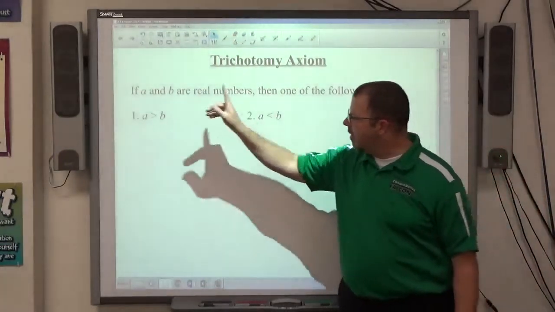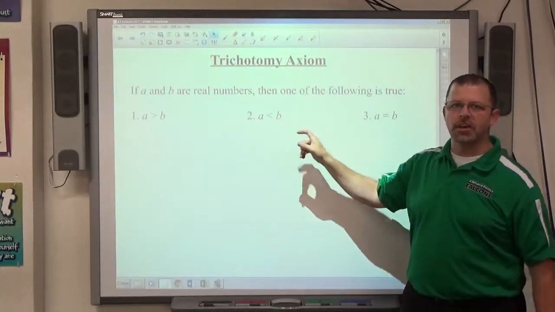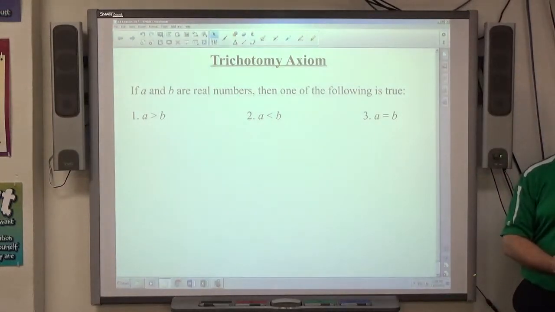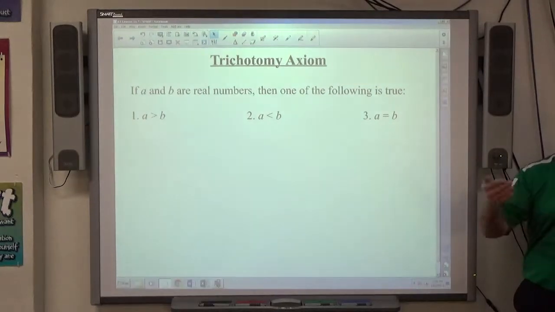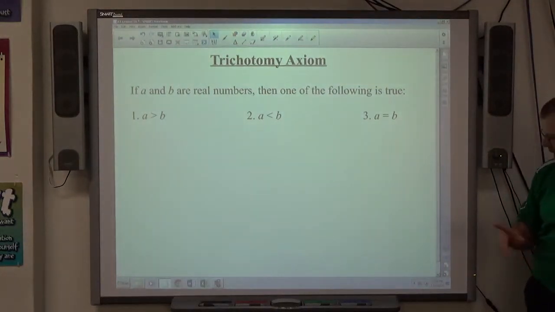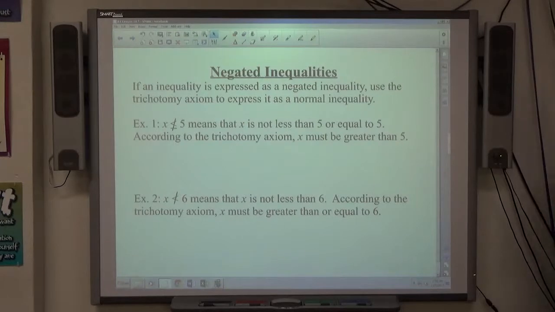If we're dealing with variables representing numbers, the first number could be bigger than the second number, the first number could be less than the second number, or the first number could equal the second number. That's it. That's all the possibilities that exist between numbers. Either the first is bigger, the first is smaller, or the first is equal to the second. Based on the trichotomy axiom, we go to this page here, which is the bottom of that yellow sheet I just gave you.